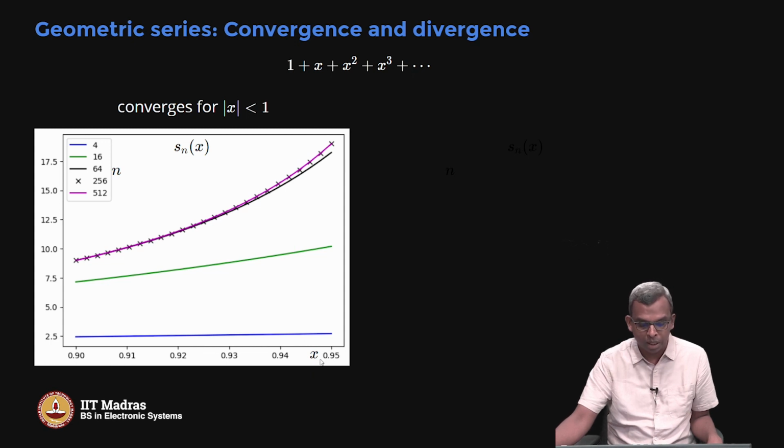So here I'm plotting x less than 1. You see close to 1, 0.9, 0.91, 0.95, etc. For n equals 4, I get something way below. N equals 16, I get something there. N equals 64, I get the black line. For 256, I get the black crosses, and for 512, I get this magenta line, which is right on top of it. So this is also converging, and it converges to 1 by 1 minus x for mod x less than 1. We know that.